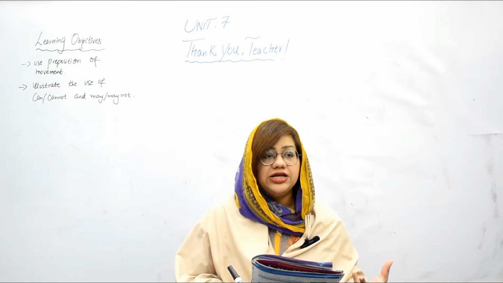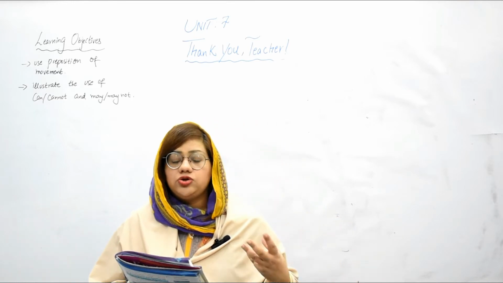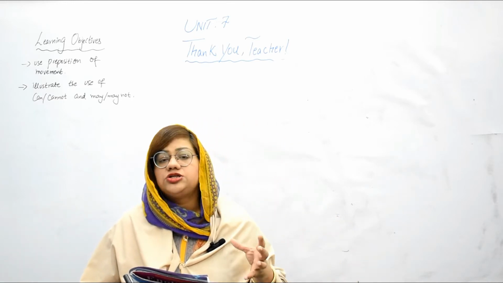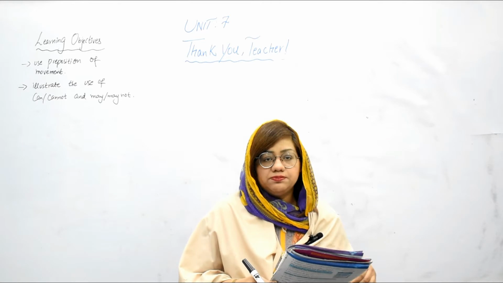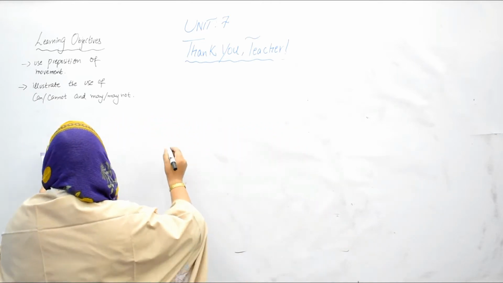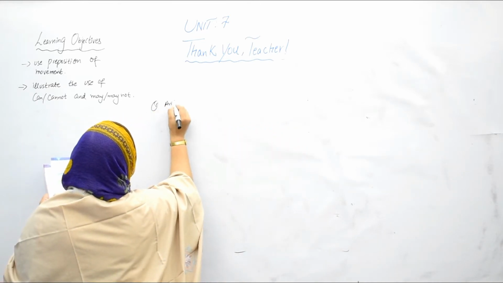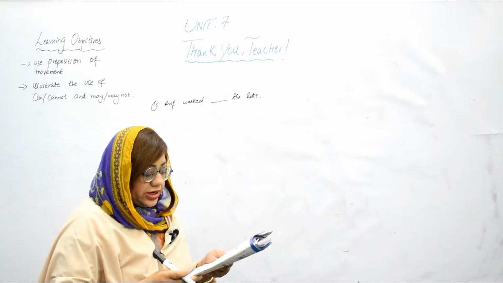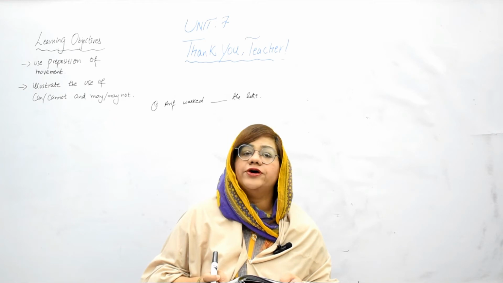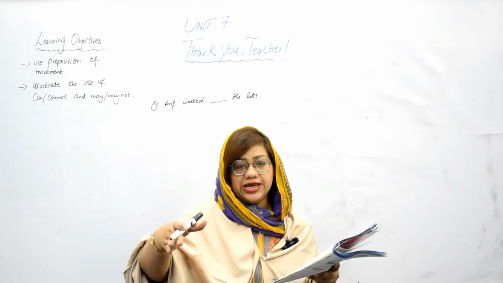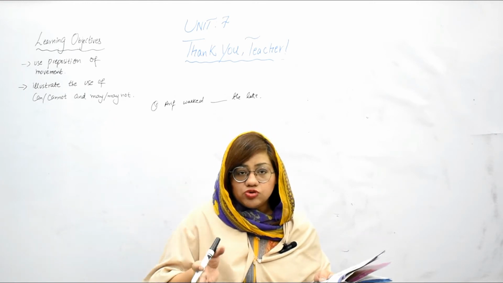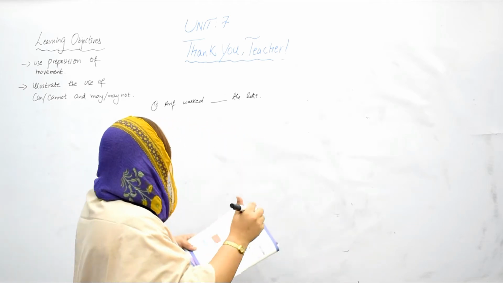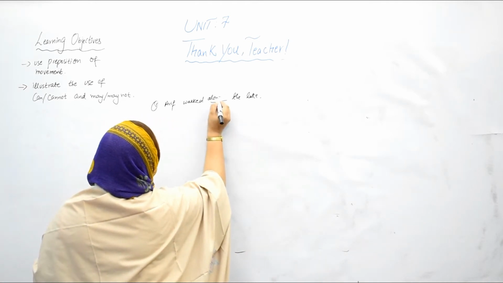We already have an idea. Now what are we doing? We need to choose the correct preposition and put it in these blanks. Number one: Arif walked dash the lake. There are two options, along or over. Obviously, he moves along the lake. The right preposition is along.